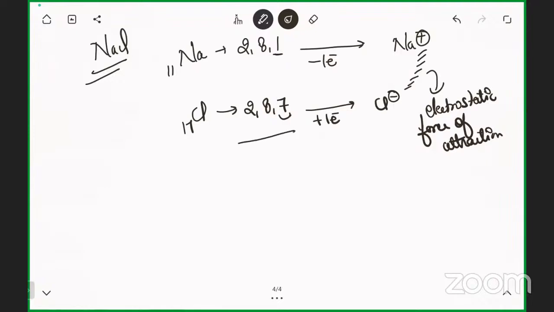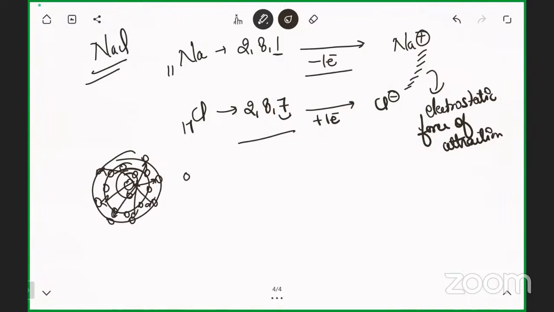Second thing, about the atomic radius of this chlorine atom: 2 electrons in the internal shell, then 8 electrons here, and then again 7 electrons on the outermost shell. Because the effective nuclear charge felt by the outer electrons is quite high, it can easily attract the electron which was removed from the sodium atom. So it will easily accept the electron and become stable.